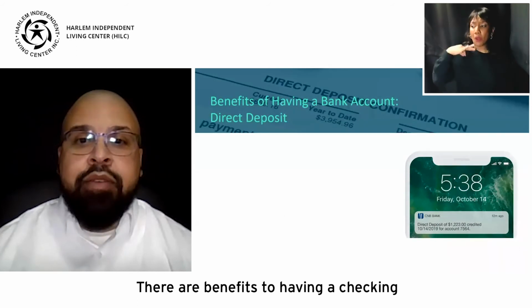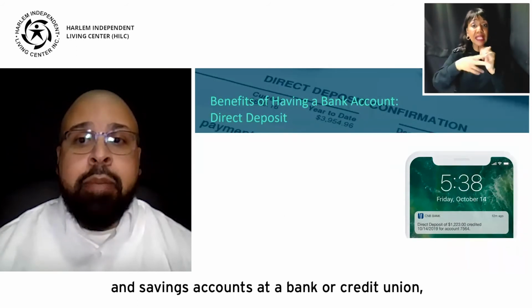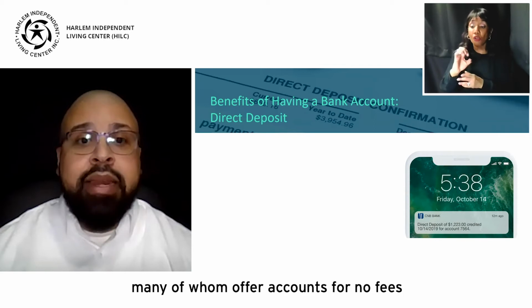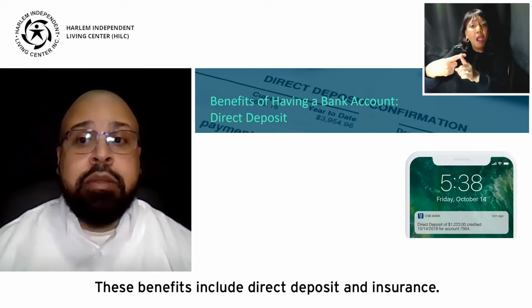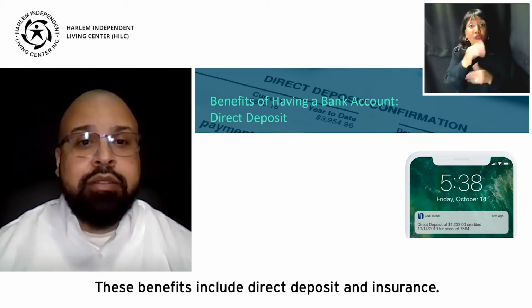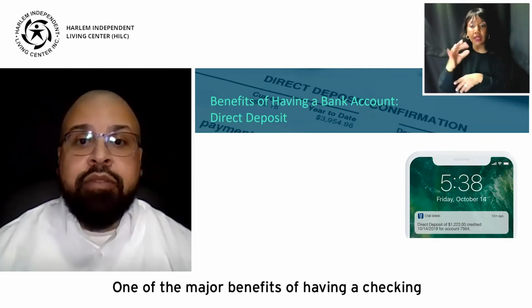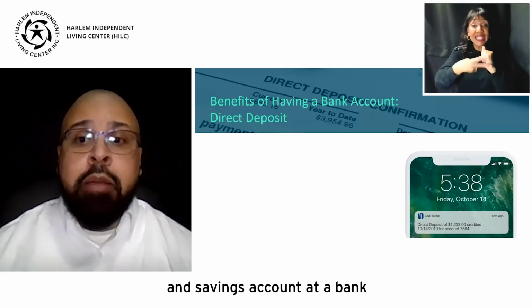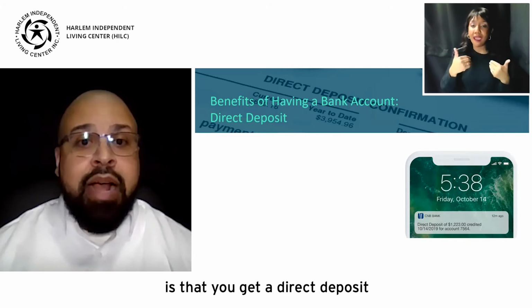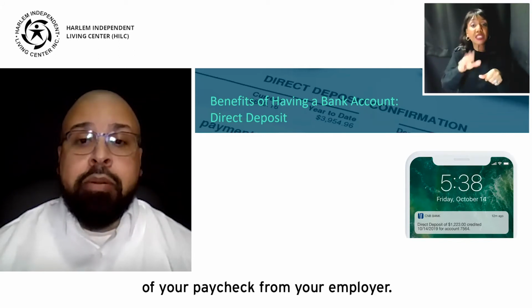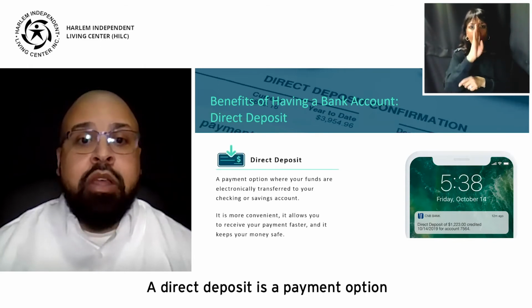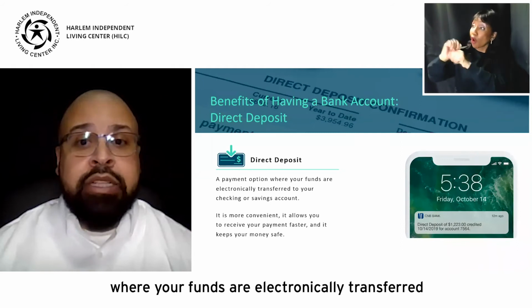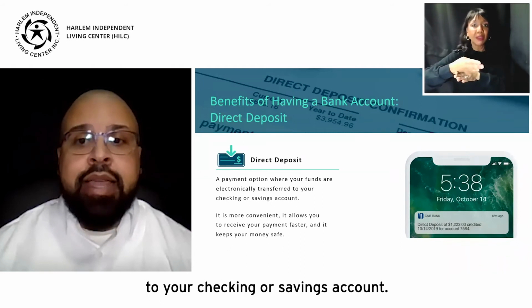There are benefits to having a checking and savings account at a bank or a credit union, many of whom offer accounts for no fees or a small fee for each month. These benefits include direct deposit and insurance. One of the major benefits of having a checking and savings account at a bank is that you get a direct deposit of your paycheck from your employer. A direct deposit is a payment option where your funds are electronically transferred to your checking or savings account.